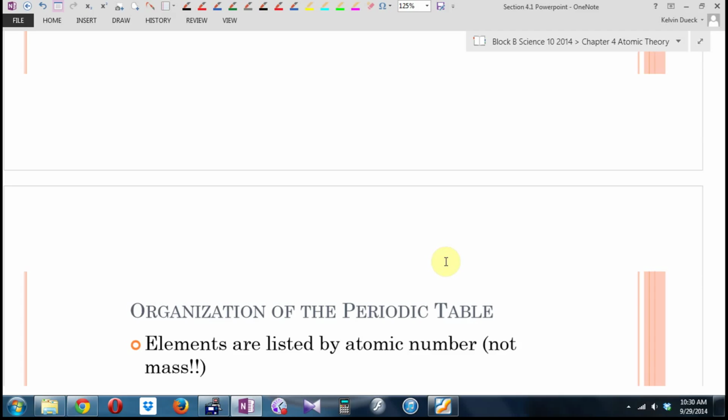Boron. Okay? Element 5 is boron. What else does that 5 tell you? How many protons does boron have? 5. How many electrons does boron have normally when it's neutral, before we muck around with it?